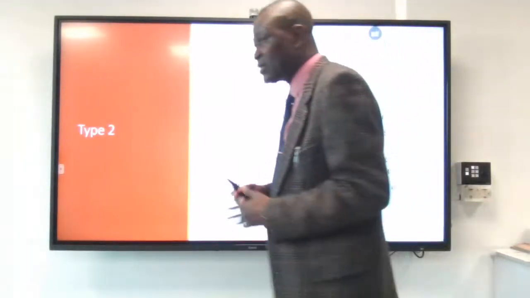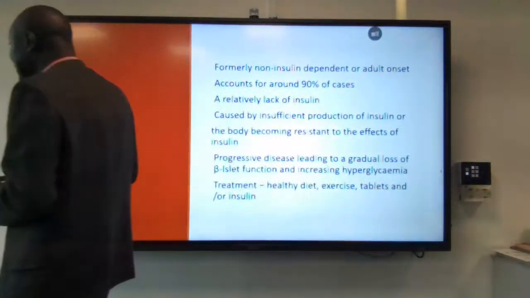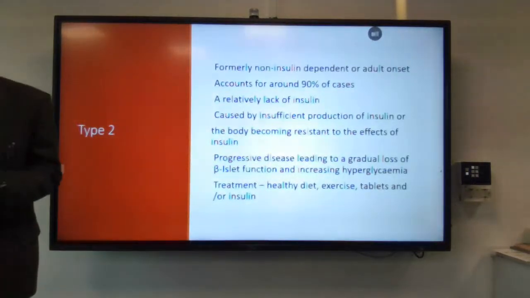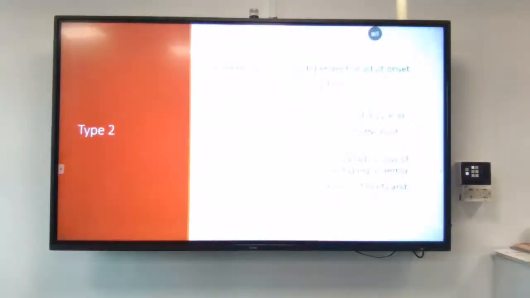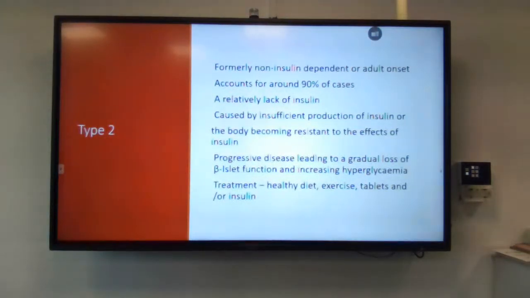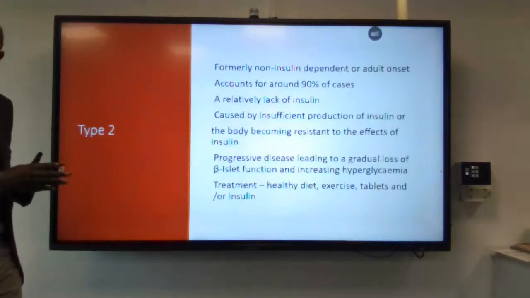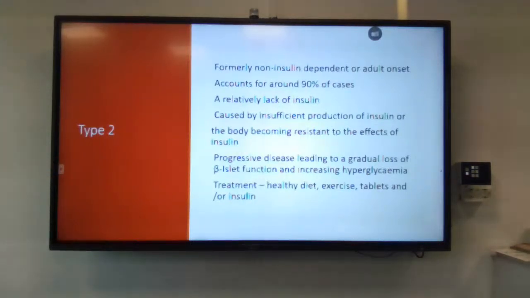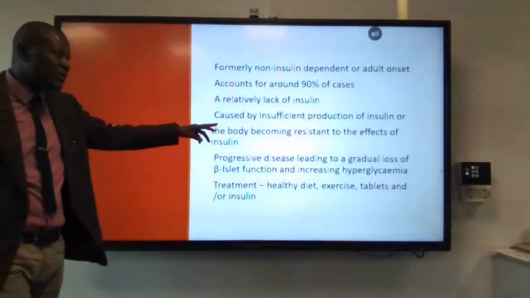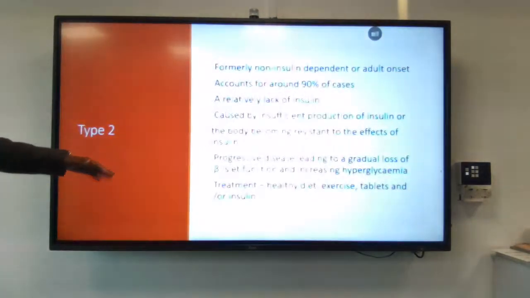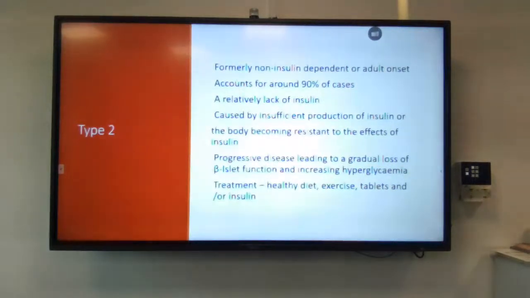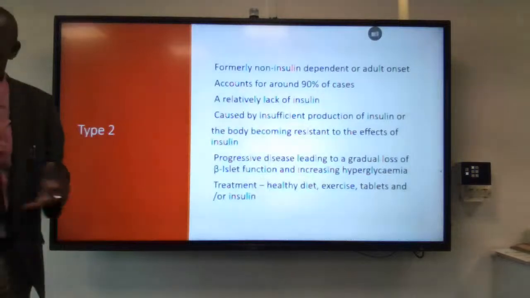or the one that is being produced is not active, for various reasons. A common cause, for example, is being overweight, because the excess fat makes the body resistant to the action of insulin. So it's not enough, or the insulin being produced is not doing its job as it's supposed to. This is caused by insufficient production or resistance. It's progressive. Quite often it will be picked up when, for example, somebody goes for a routine checkup, wants to do insurance or anything like that.